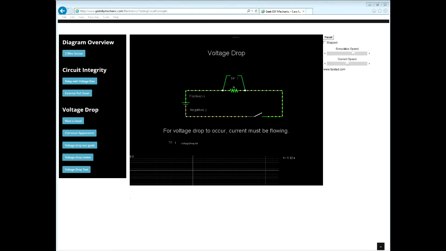In this circuit, all the voltage will be consumed by a single load. Again, we have one load, 3K. Closing the ground side switch will allow current to flow. When current flows, voltage drop occurs. Therefore, to perform a voltage drop test, current must be flowing.